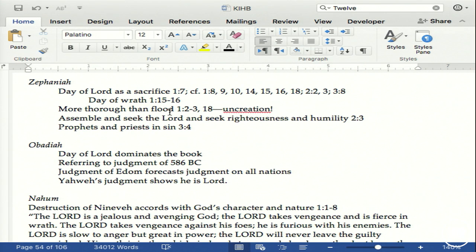Zephaniah's portrayal of the day of the Lord is very interesting because it's worse than the flood. Because if you remember, the judgment is so sweeping in Jeremiah, and it includes the fish of the sea. So it's absolutely comprehensive. So as I say, they're more thorough than the flood. So Zephaniah, much like Joel, you're to assemble together, Israel's to assemble together and seek the Lord.